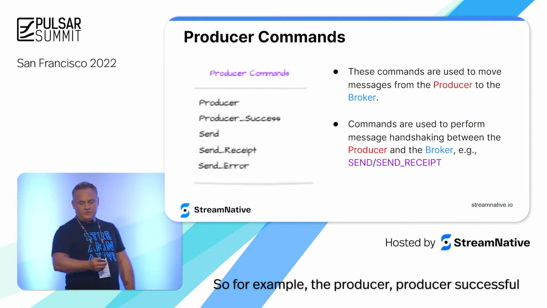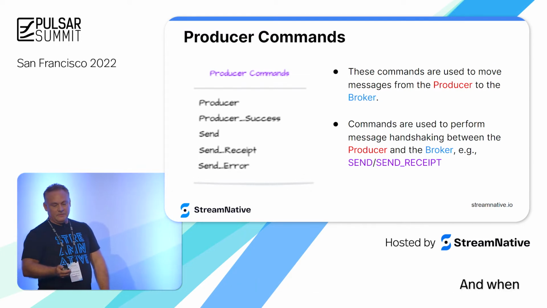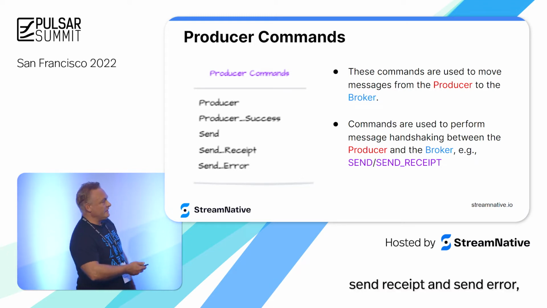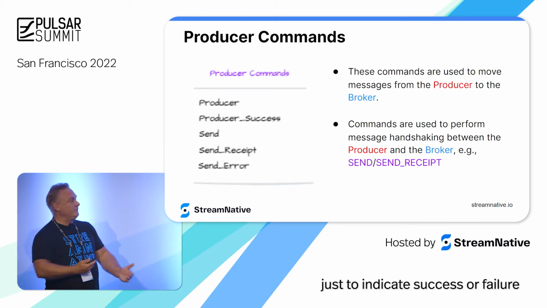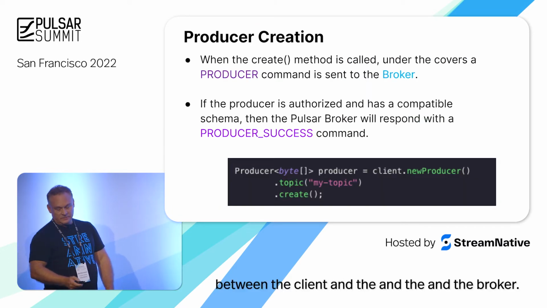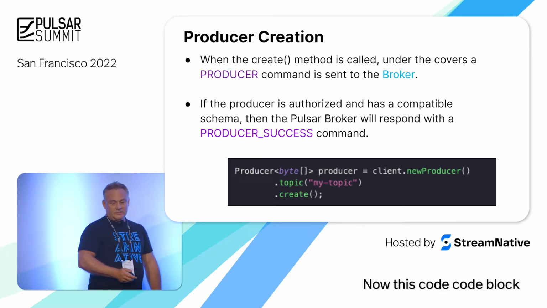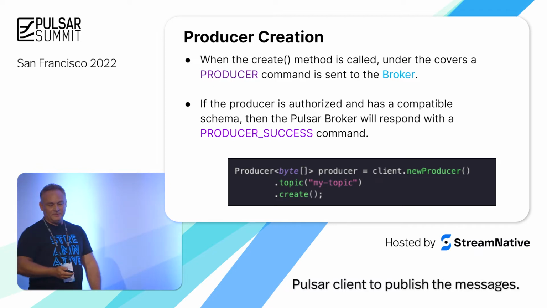So, for example, the producer and success pair are used to connect a producer to a topic. And the send, send receipt, and send error commands do the handshake between the broker and client to indicate success or failure of the sending of the messages between the client and the broker. Now this code block should look familiar to anybody who's used a Pulsar client to publish messages.